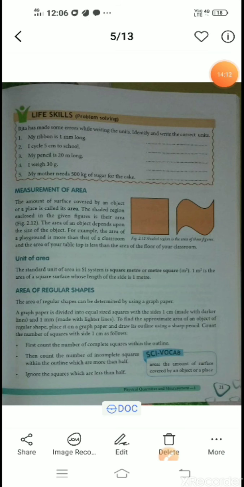We have some procedure for them. First, count the number of complete squares. Then count the number of incomplete squares within the outline which are more than half. It should be more than half of your box, and ignore the squares which are less than half. You have to ignore those which are less than half, and include those which are more than half. So this is how you find the area of a regular shape.